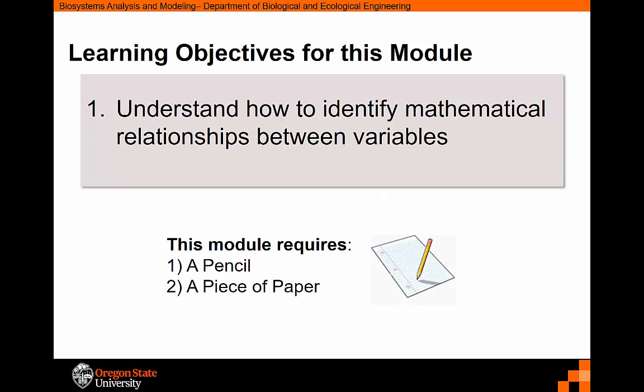Upon completing this module, you should be able to understand how to identify mathematical relationships between variables. You will need a pencil and a piece of paper to complete this module.